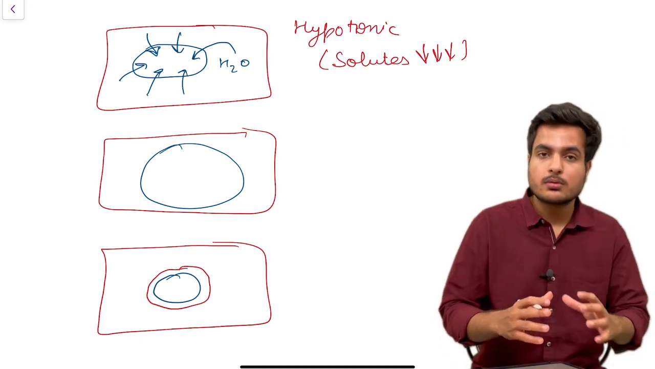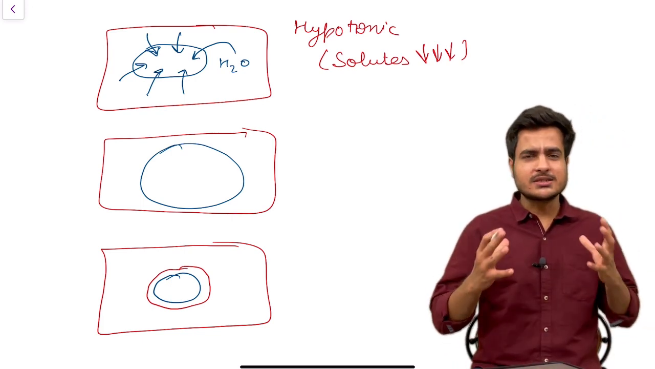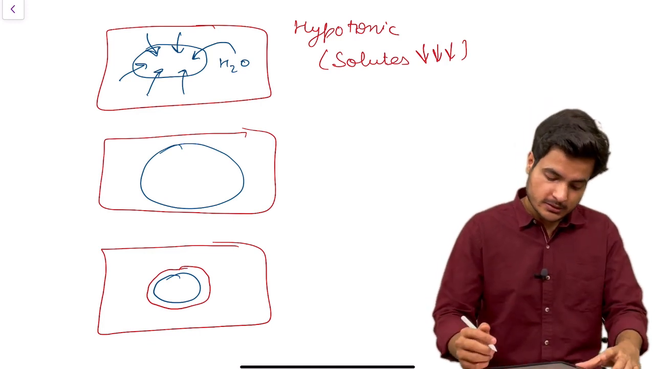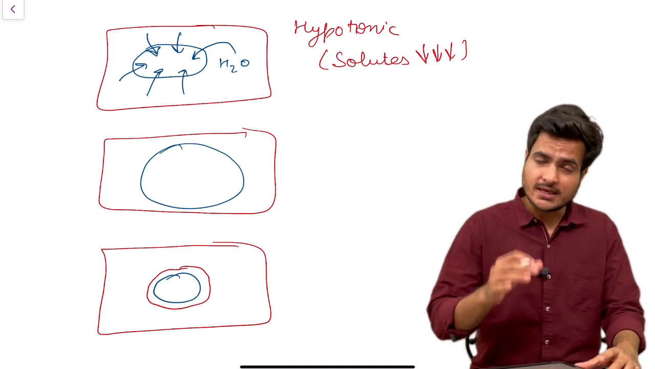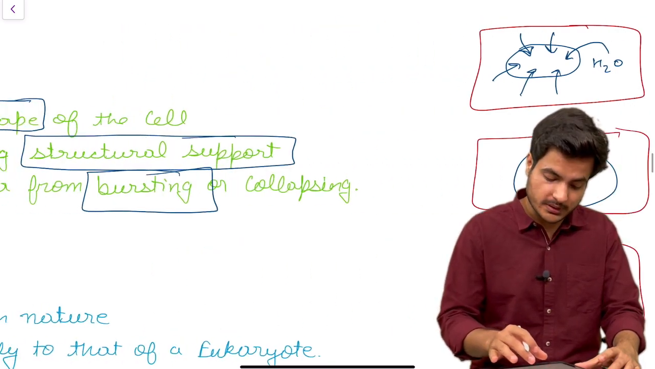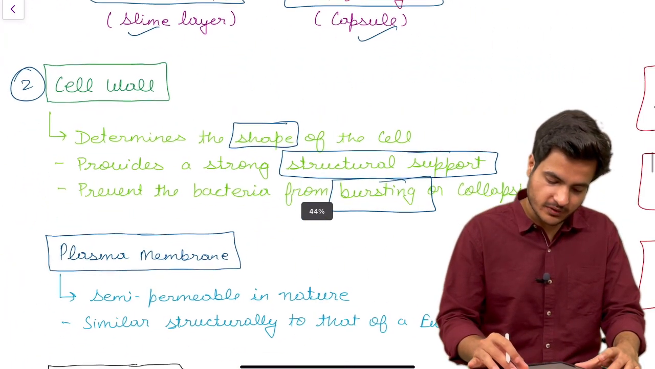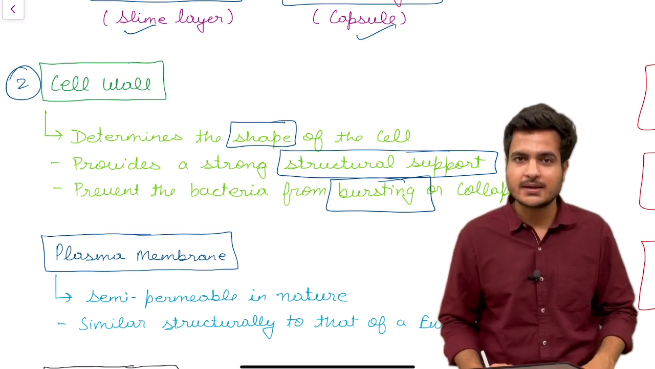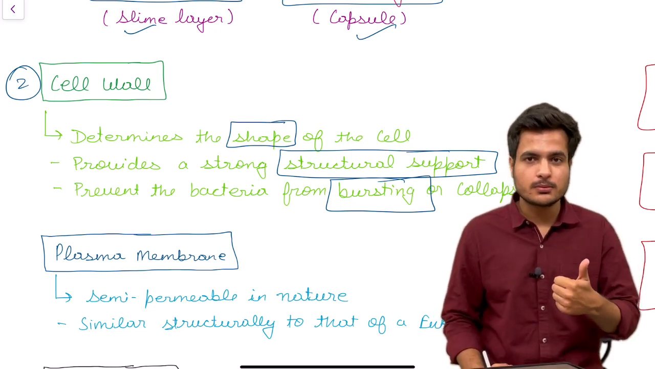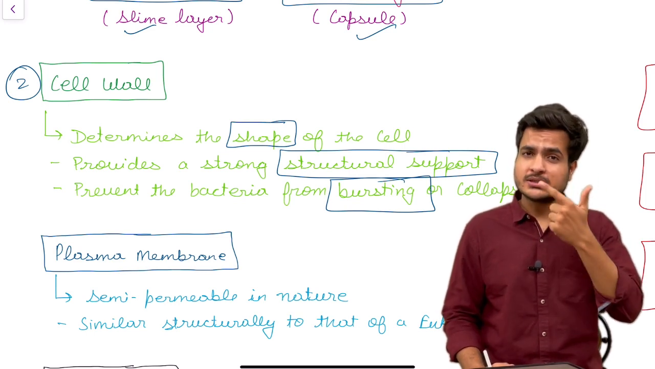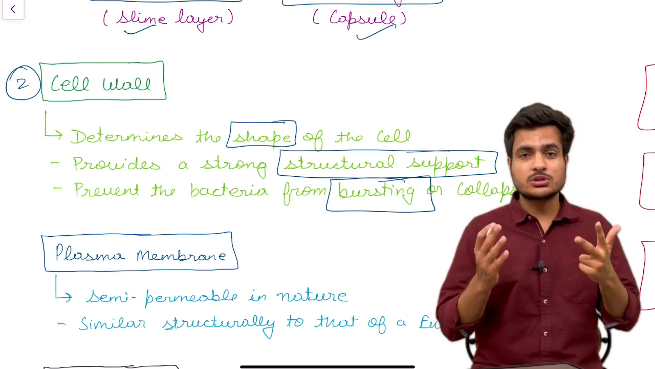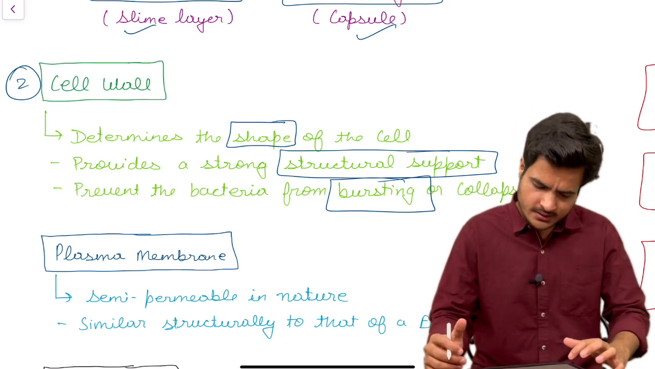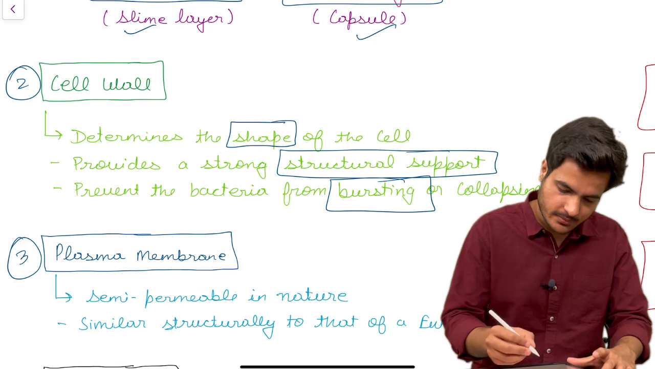Bacteria does not enlarge to a level at which it will burst open. So therefore the cell wall prevents the bacterial cell from bursting. So three important functions of the cell wall, which is the second layer of the cell envelope of a bacteria, are that it provides support, second, it provides shape, and third, the most important, it prevents the bacteria from bursting and collapsing. The innermost layer is the plasma membrane.